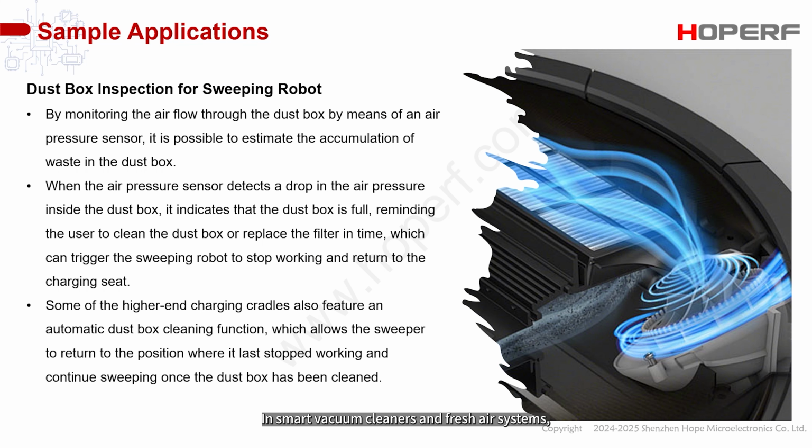In smart vacuum cleaners and fresh air systems, pressure sensors also perform well. By monitoring the pressure changes in the air ducts and dustbin, we can detect whether the dustbin is full, whether the filter of the fresh air system needs to be replaced, issuing necessary prompt messages to inform customers to replace the filter or deal with the dustbin.